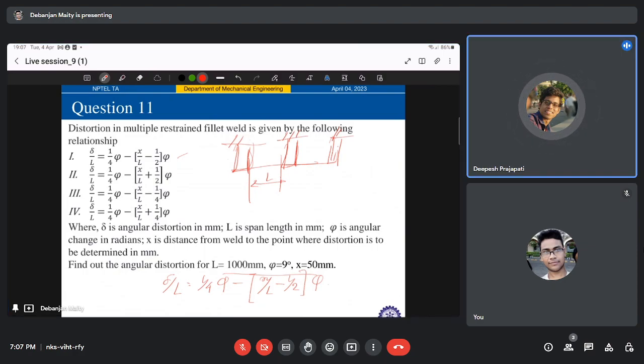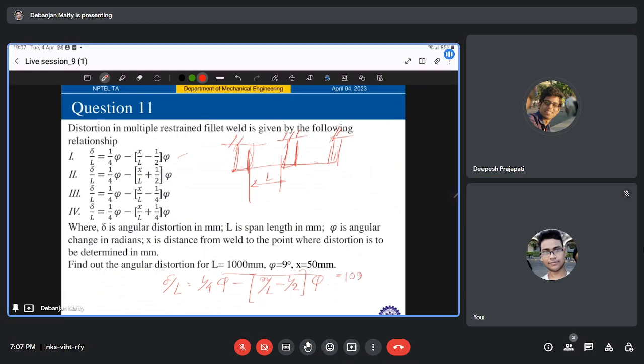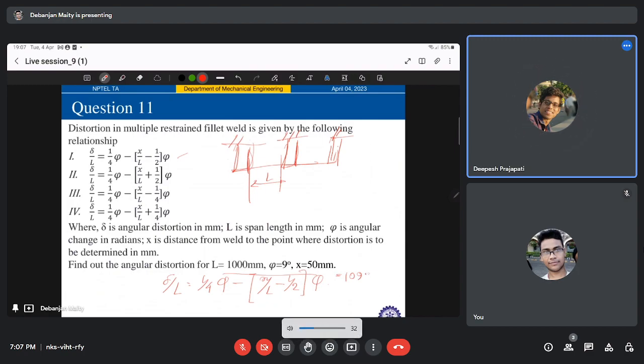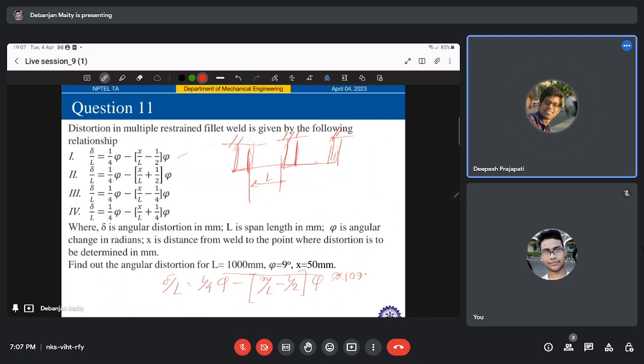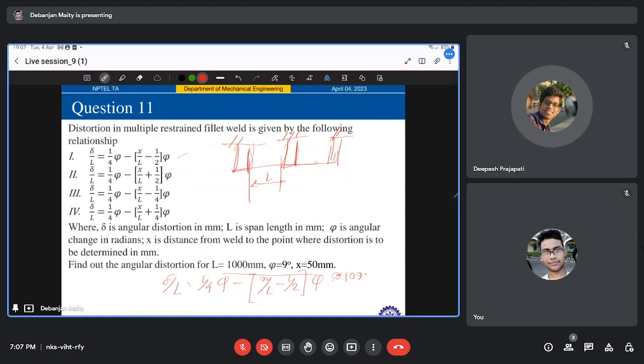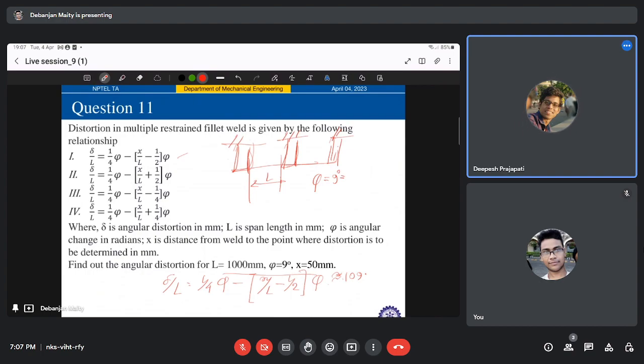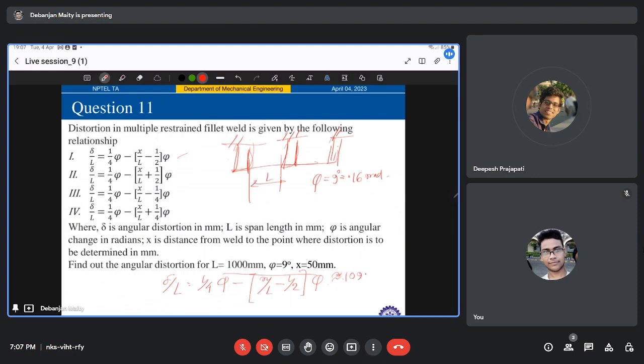It's coming 109. Let's say around 109. Okay, so what is phi coming as? Phi in radian? 0.157. So let me take it as 0.16 radian.